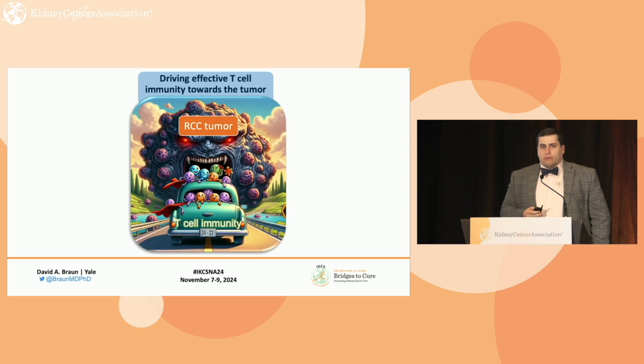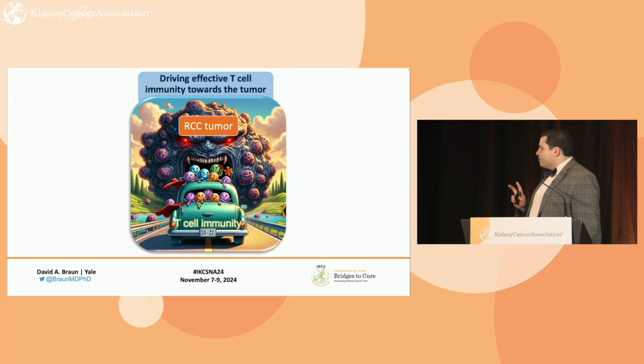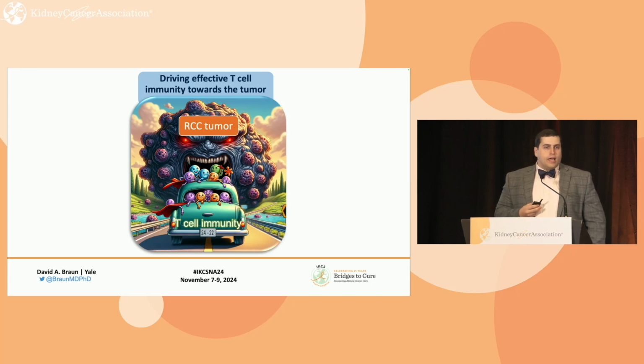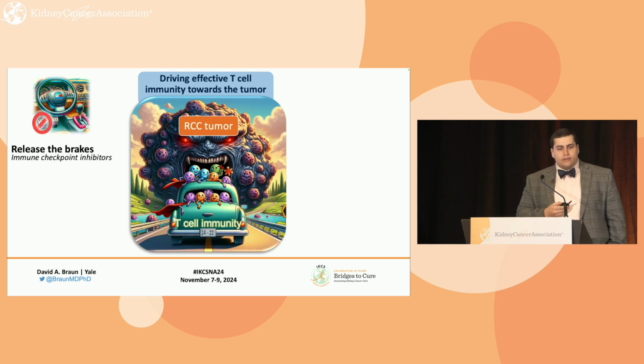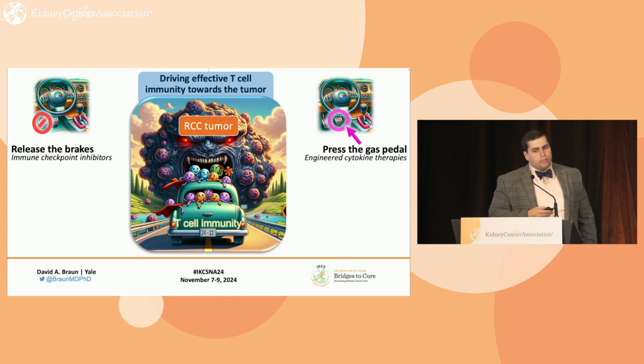I've used this slide before to introduce the idea of what the tools are that we have to induce anti-tumor immunity in kidney cancer. We think of it as essentially a car of T-cell immunity and trying to get that as quickly as possible towards the tumor. This is a nice simplified framework that Kathy Wu and Patrick Ott have used in the past. We can release the brakes on this car and let it go towards the tumor, and that's immune checkpoint inhibitors. We can press on the gas pedal, and that's classic cytokine therapies and new engineered cytokines.